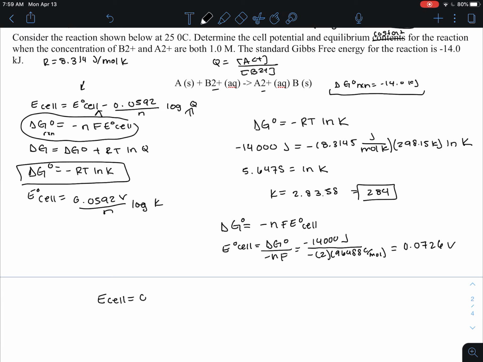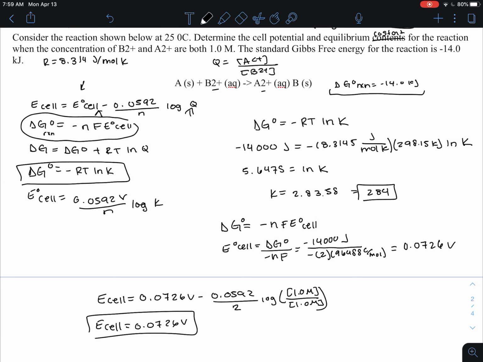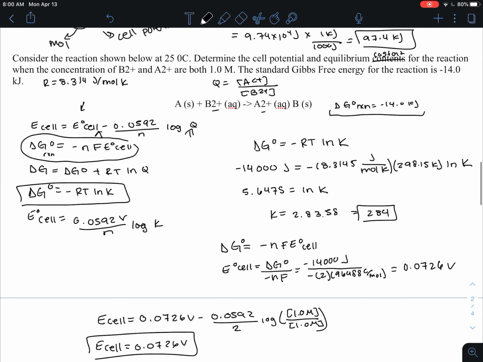Awesome. So then I now can use that here to solve for my last little bit. N would be 2 times log of Q, and log of Q would be the A2 plus, which is 1 molar, over B2 plus, which is 1 molar. So then log of 1 divided by 1 is 0 times 0.0592 over 2 is 0. So then your cell potential is 0.0726 volts.